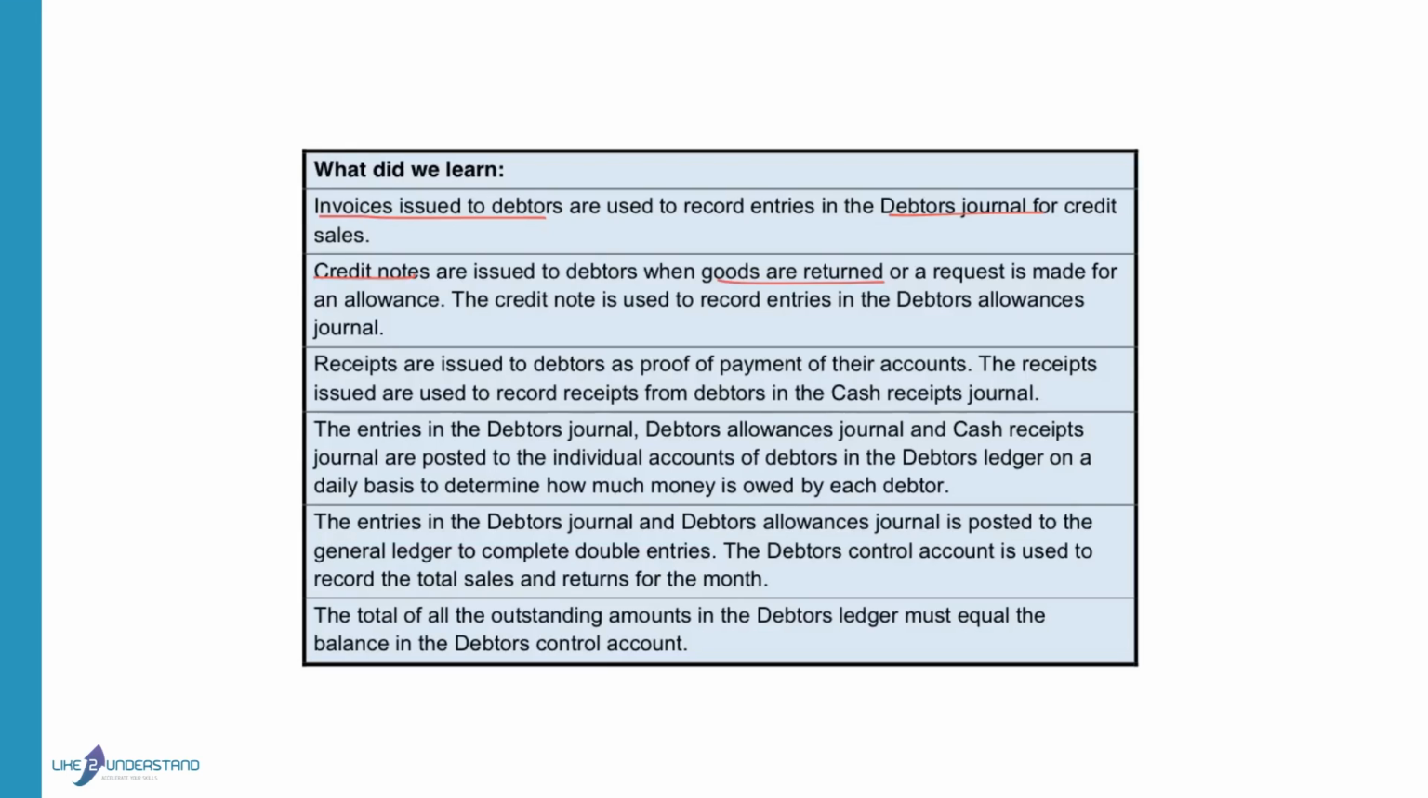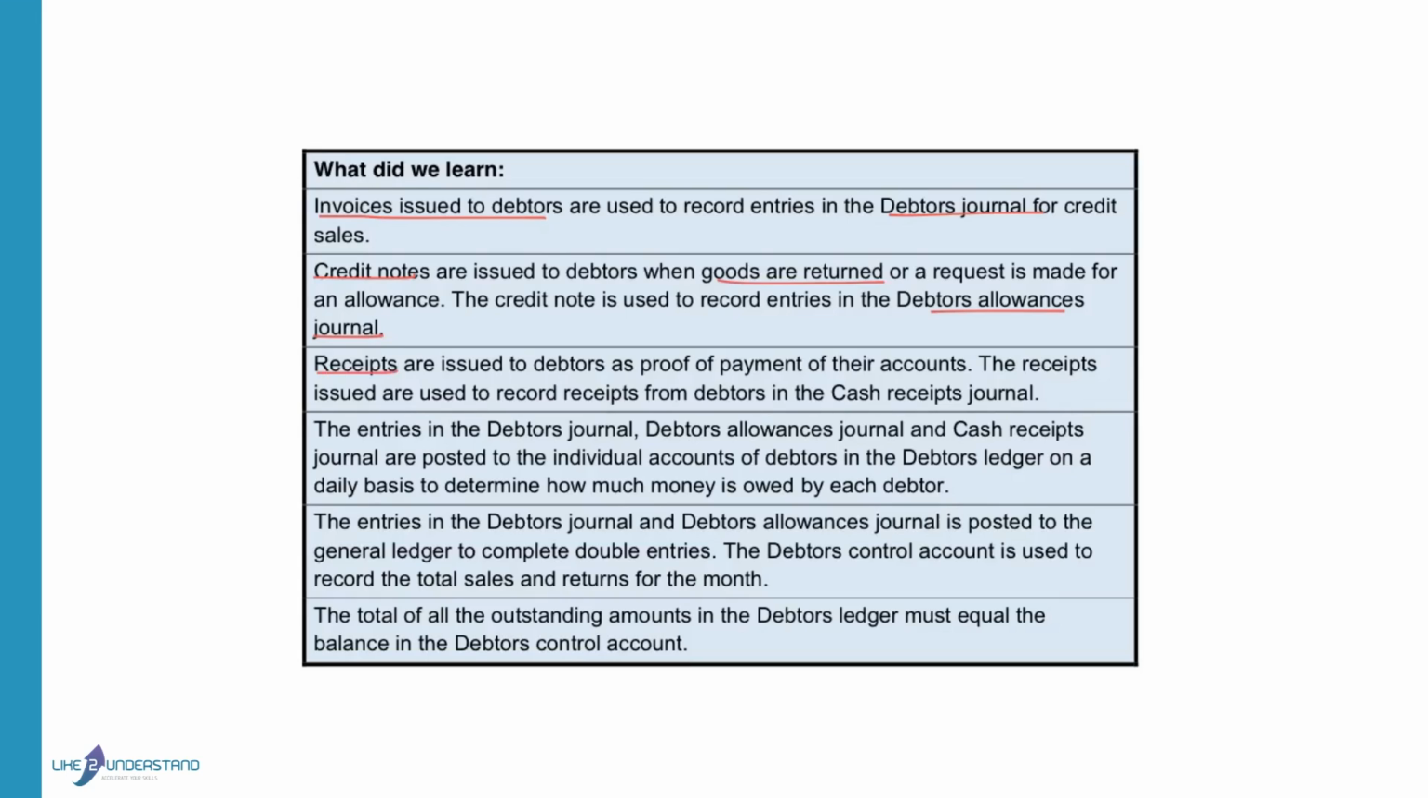All entries where the debtors are reduced, except when they pay, will be recorded in our debtors allowances journal. It's only when they pay that we will record it in the cash receipts journal, and we will also record the discount allowed for prompt settlement in the cash receipts journal. Any other allowances to debtors to reduce their account will be recorded in the debtors allowances journal.